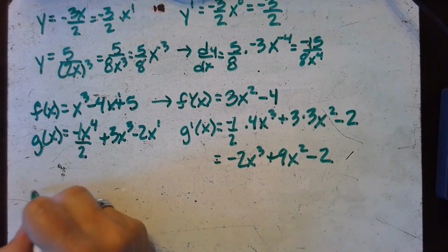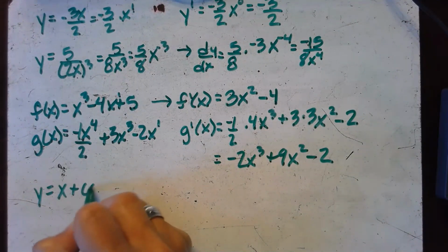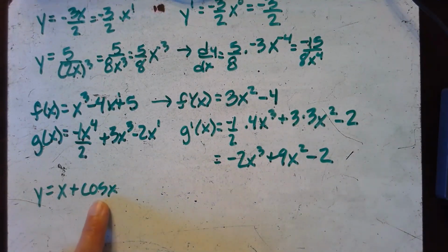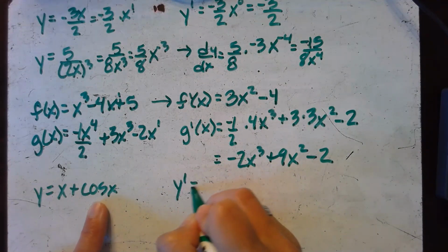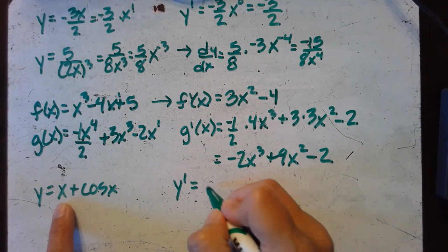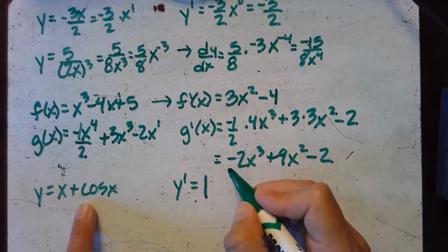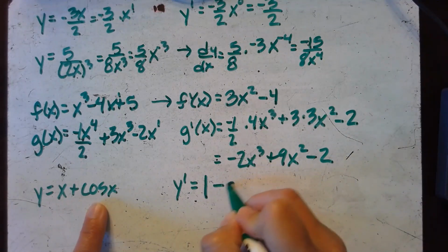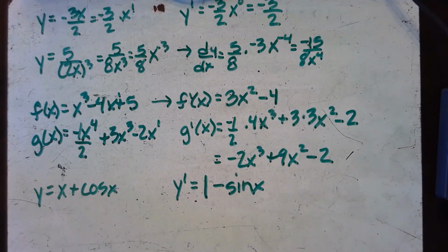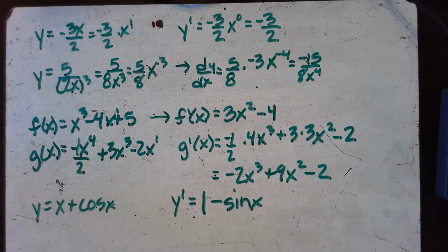And then one more. y equals x plus cosine x. All right, so this time we actually have a trig function in there. So what's the derivative of x? You should have 1. Plus the derivative of cosine x is -sine x. And there's its derivative. So make sure you have these basic differentiation rules memorized. It'll make finding the derivative a lot quicker as we go along, and you will use them throughout calculus the entire year.